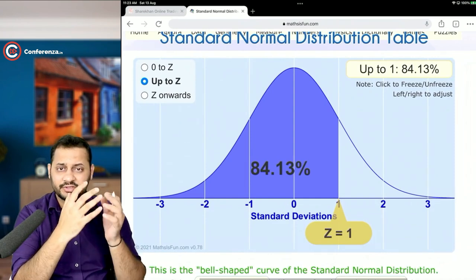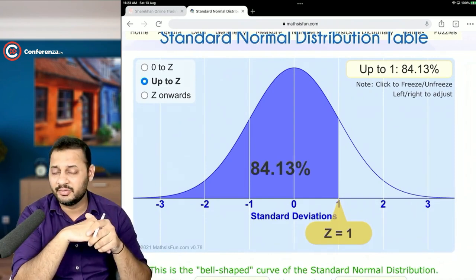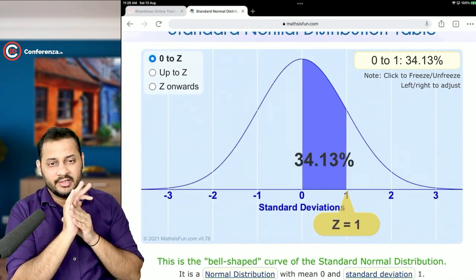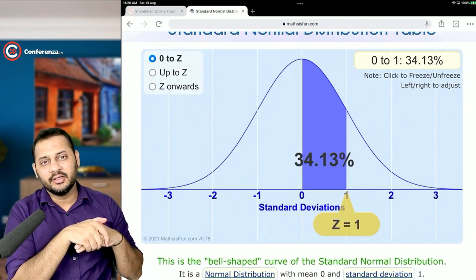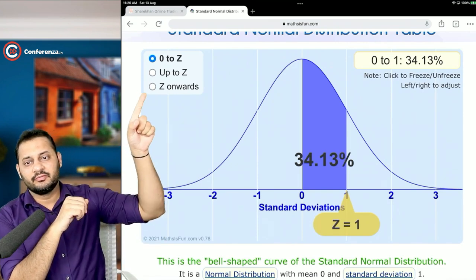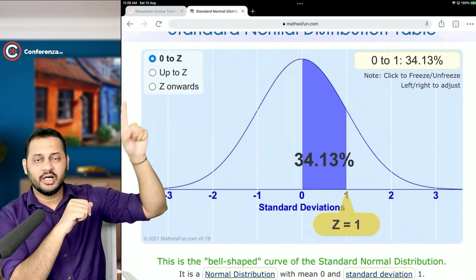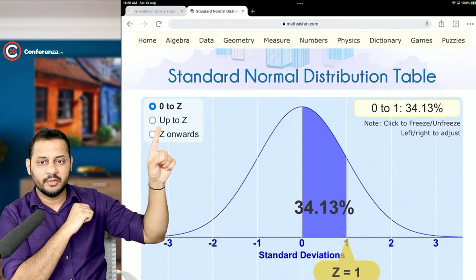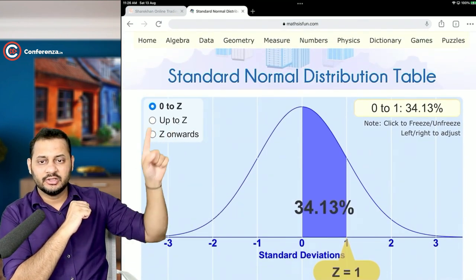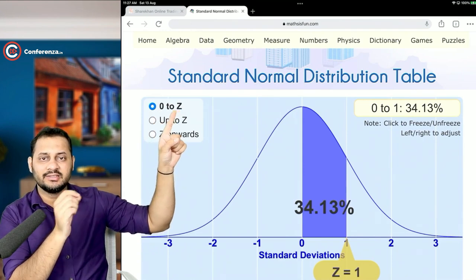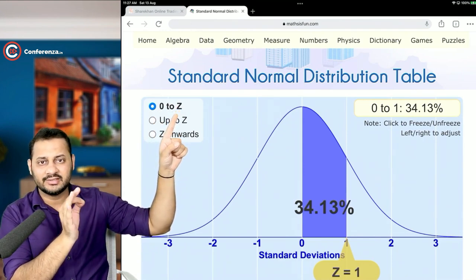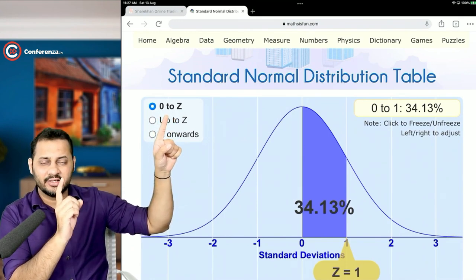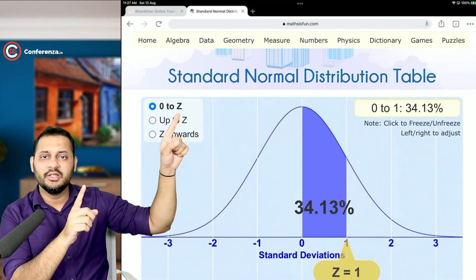If you want to do some research on the Z table, you can go through this amazing website, which is mathsisfun.com, and you will see this amazing table here. Now let's understand these figures first. 0 to Z, up to Z, and Z onwards. So this 0 to Z, Z is the standard deviation that we are seeking the value for. Okay, so if we want to go to one standard deviation, 0 to 1 will be the answer.